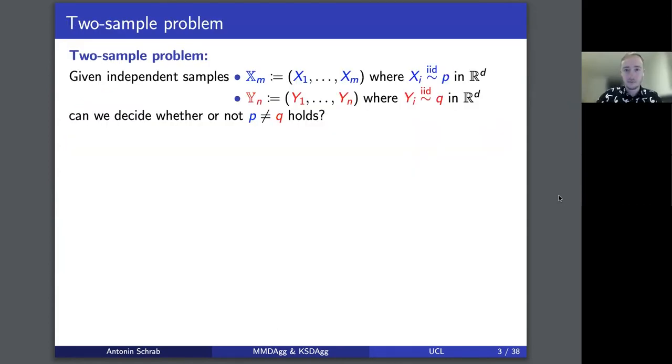So what is the two-sample problem that we'll be dealing with? In a two-sample problem, we're given independent samples x1 up to xm drawn from some density p in R^d, and some sample y1 up to yn drawn from another density q in R^d as well. And we ask the question, can we decide whether p is equal to or different from q? So we have two samples and we want to know if they come from the same distribution or not.